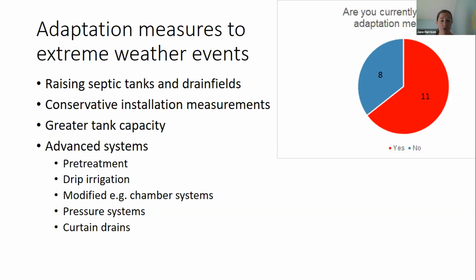I am going to turn it over now to Katie Hill, who's going to speak a little bit about some of the policy options when it comes to on-site wastewater systems.